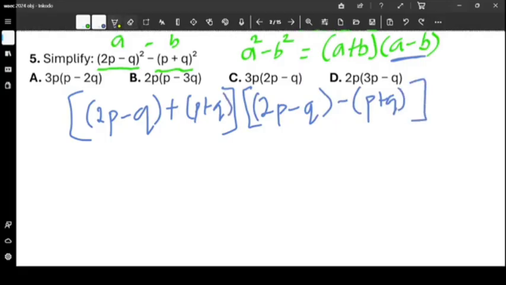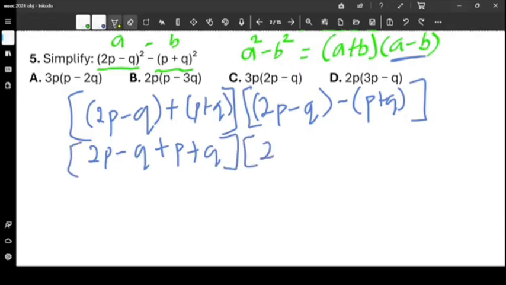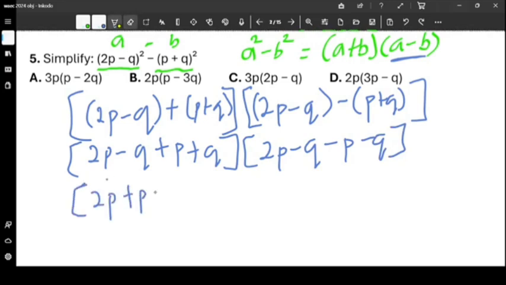So now I can simplify. Let me open the brackets. I'm going to have here 2p minus q plus p plus q. That's what I have in the first bracket. And in the second bracket, I have 2p minus q minus p minus q. All right. So let us simplify further, starting with this first bracket. If you collect like terms, you have 2p plus p minus q plus q, and in the second bracket 2p minus p minus q minus q.